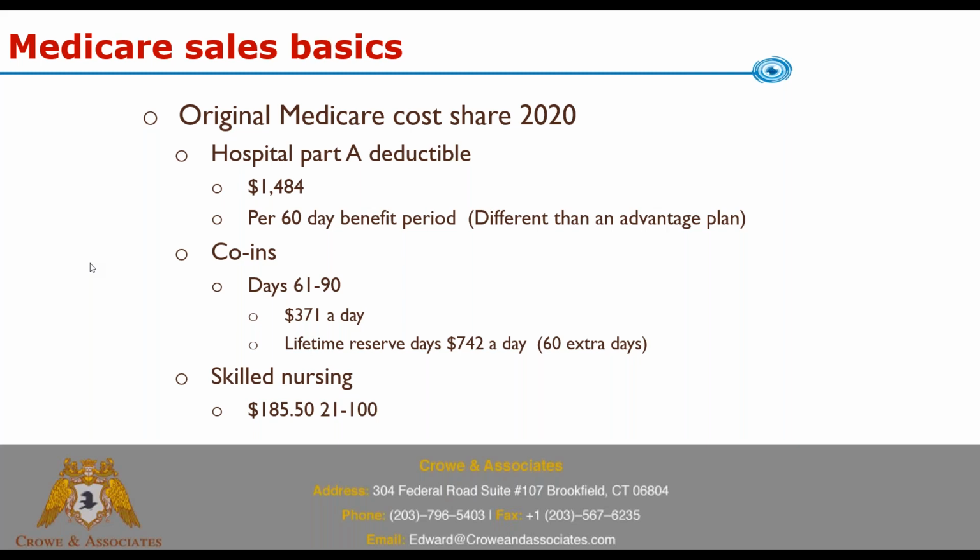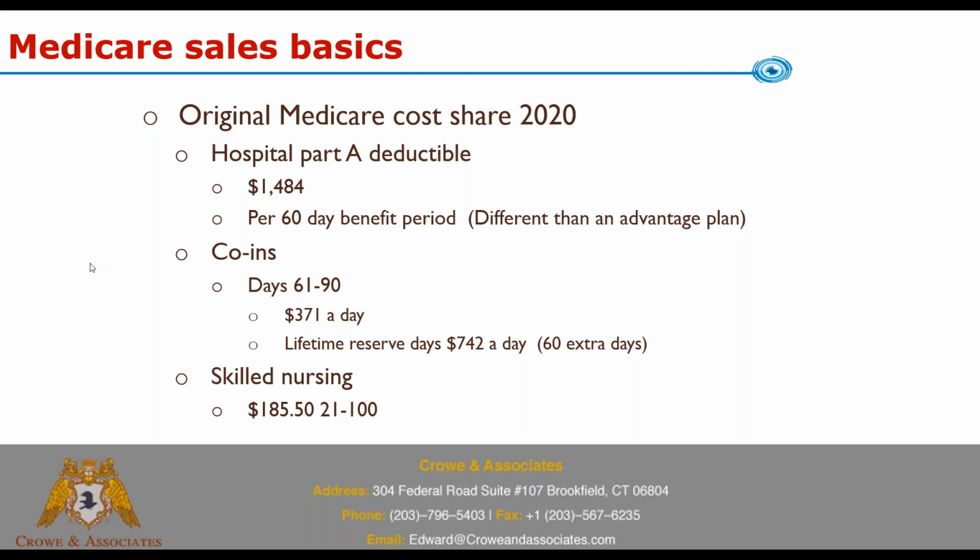Skilled nursing falls under Medicare Part A. In skilled nursing, when you're in the nursing home, the first 20 days are covered in full. After that, days 21 through 100, you're going to pay $185.50 a day. That's what the Medicare beneficiary pays. And people ask, what about after day 100? That's why you need, for example, a long-term care plan. Medicare or Advantage plans will not cover skilled nursing after 100 days.